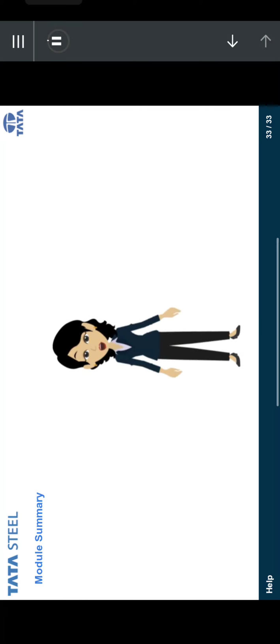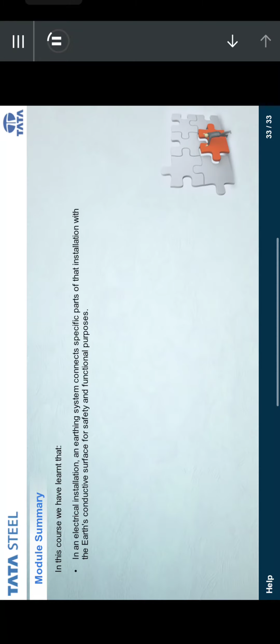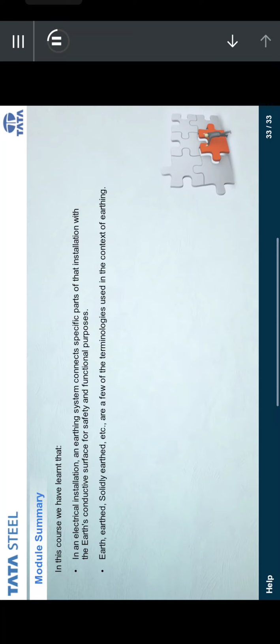We have come to the end of the first module of Power System Basics, Earthing. Here is a quick recap of the key points discussed in this module. In this module, we have learned that in an electrical installation, an earthing system connects specific parts of that installation with the Earth's conductive surface for safety and functional purposes. Earth, earthed, solidly earthed, etc. are a few of the terminologies used in the context of earthing.